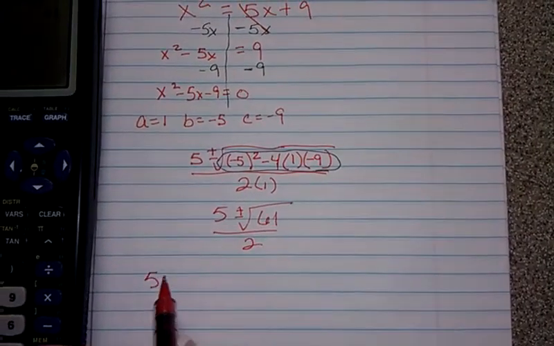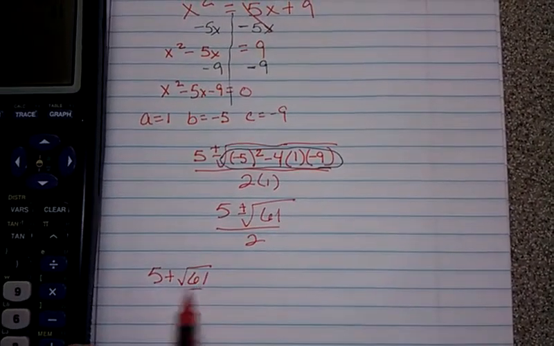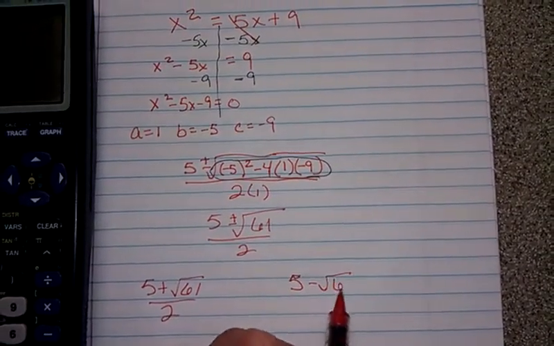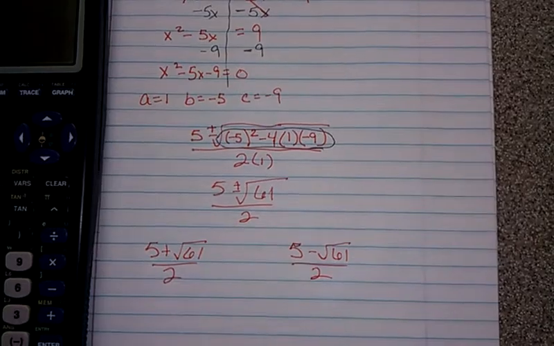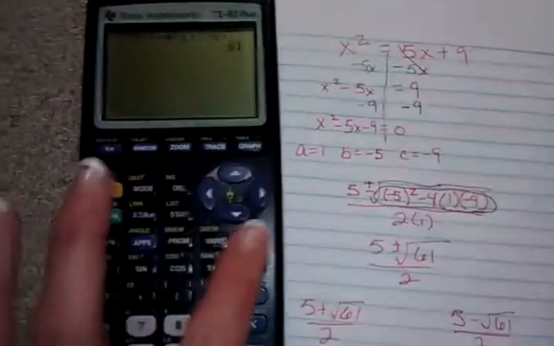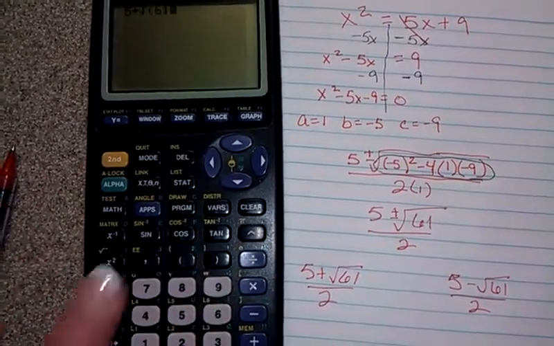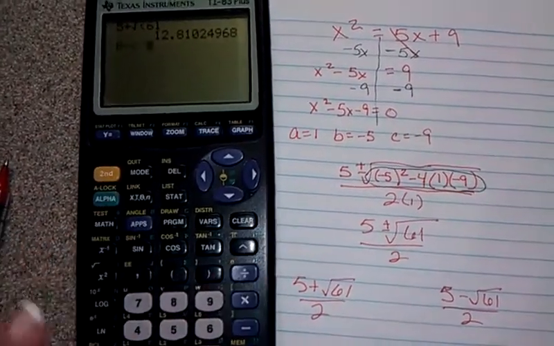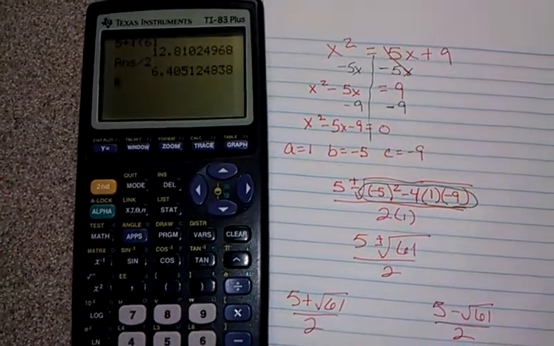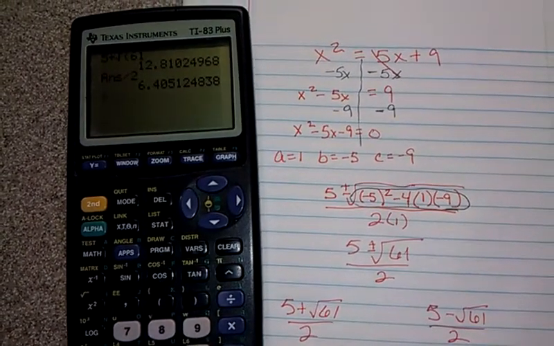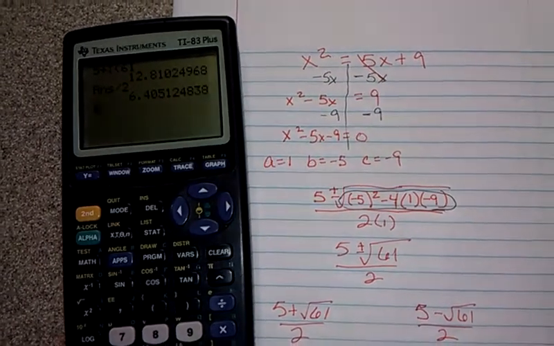So I have 5 plus the square root of 61 divided by 2, and 5 minus the square root of 61 over 2. So now I'll go in here and do whatever's in the top first. So I'm going to put 5 plus the square root of 61 and press enter. Then divide by 2, and I get 6.41. That's one of your roots right there.